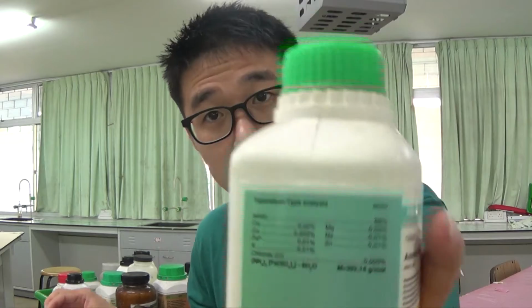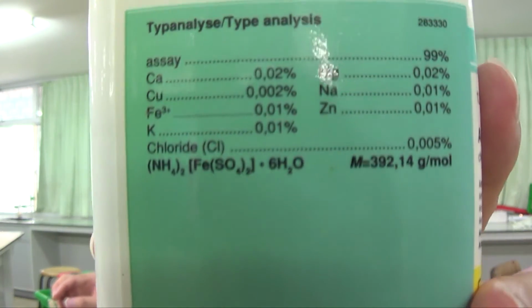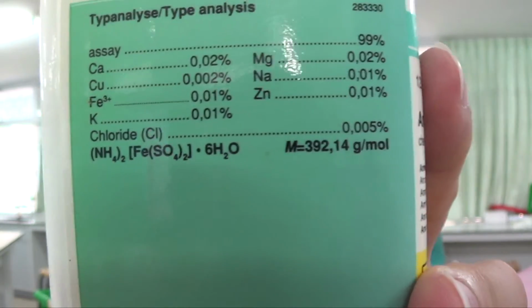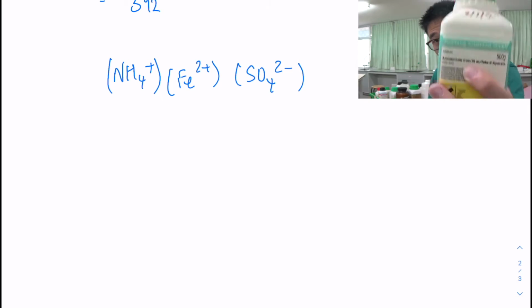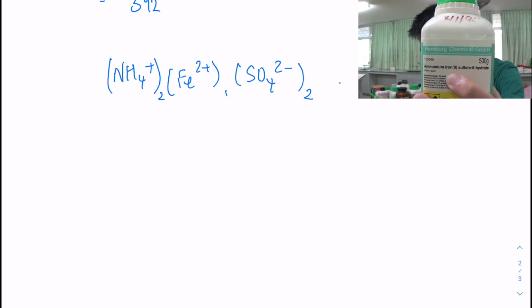So as you could see here, the molecular weight, the molecular mass, the Mr of this hexahydrate mixture of ammonium iron 2 sulfate is very close to this 392 whole number, which I calculated. This is a double salt, okay? What we have again is a double salt, just like the previous question.